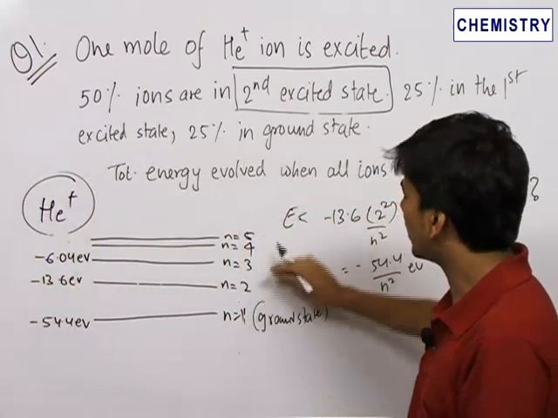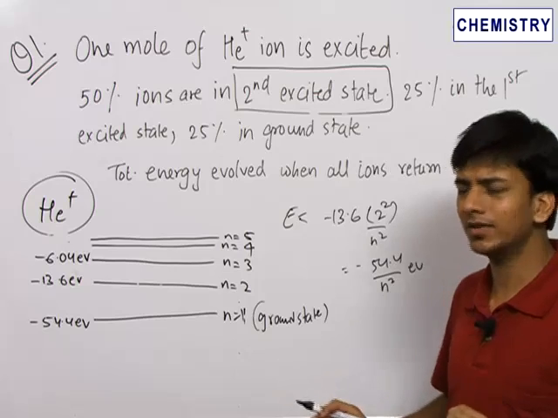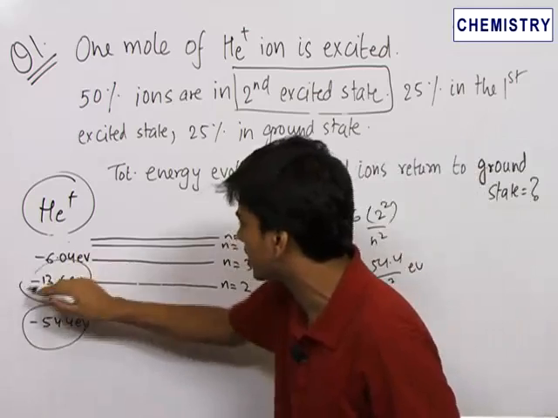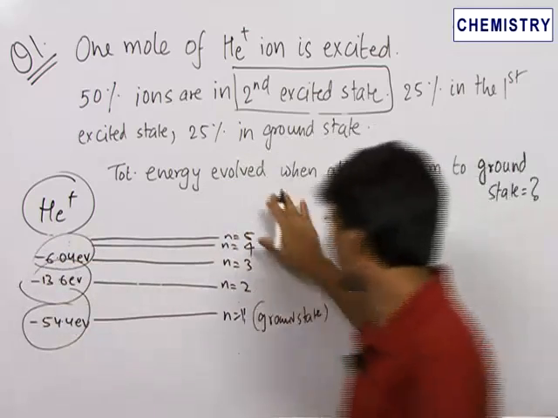Actually, you should also remember the energies of the first few levels of at least hydrogen and helium plus ions. So you should remember these energies: minus 54.4, minus 13.6, minus 6.04. It just helps in doing the calculations faster. So let us solve this question.